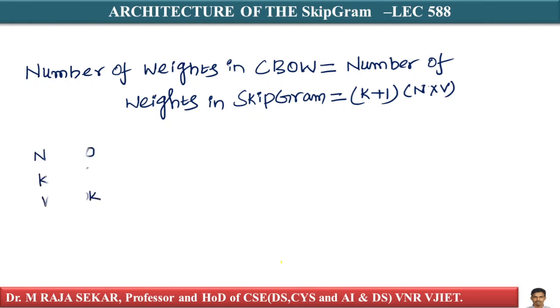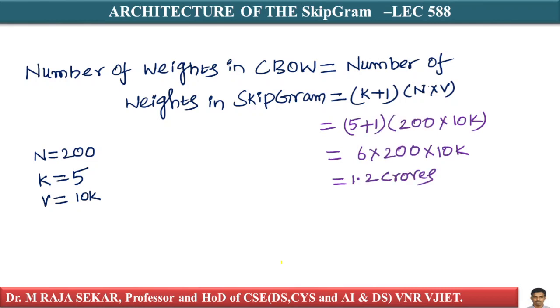Now, let me assume my capital N equals 200 and K equals 5. Let me say V equals 10,000, isn't it? If you substitute all these values in K plus 1 into N cross V, I may get almost 1.2 crore weights. Training these many weights is a challenging task. Even though I have a vocabulary of size 10,000, and the context word size is 5, with only a 200 dimensional vector, I still have 1.2 crore weights to train. This can take forever.